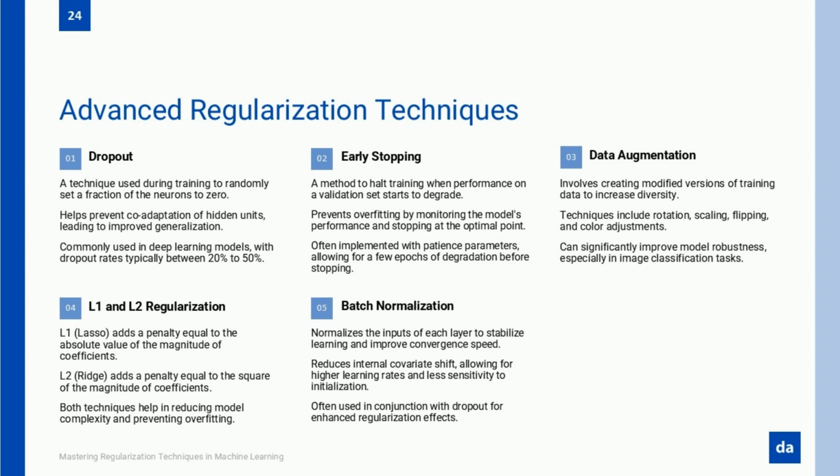So in this slide, we're diving into some of the most powerful and cutting-edge regularization techniques and how they can help you build better, more reliable AI systems. Let's start with dropout, one of the most widely used techniques in deep learning. Dropout is all about adding controlled chaos during training.